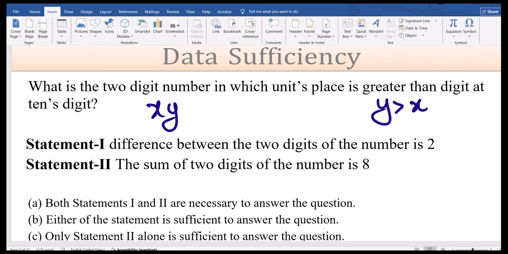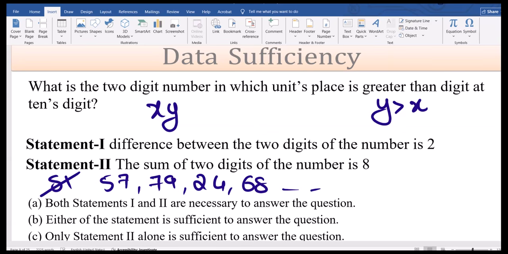Okay, now statement 1 alone. Difference between the two digits is 2. Means it can be 57, 79, 24, 68, a lot of things. So statement 1 alone, there are a lot of chances, even considering y greater than x. Units place greater than tens place they mentioned, that's why I'm seeing in this direction, not 75, 57 like that. But 1 alone I am not able to find what that two-digit number exactly is.